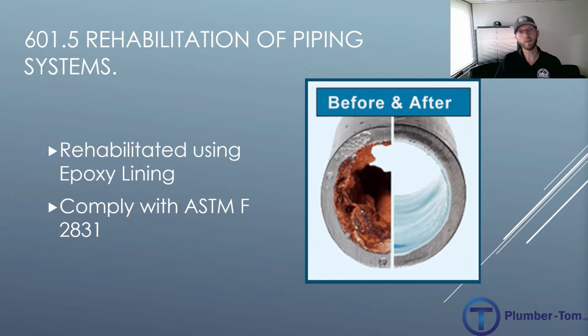So it's a great option, and as long as we comply with the ASTM 2831 standard, which is just telling like the standard for installation, then it is approved. It's an option. 602.3 talks about individual water supply. What this is referring to is a well system, a private source for acquiring potable water.